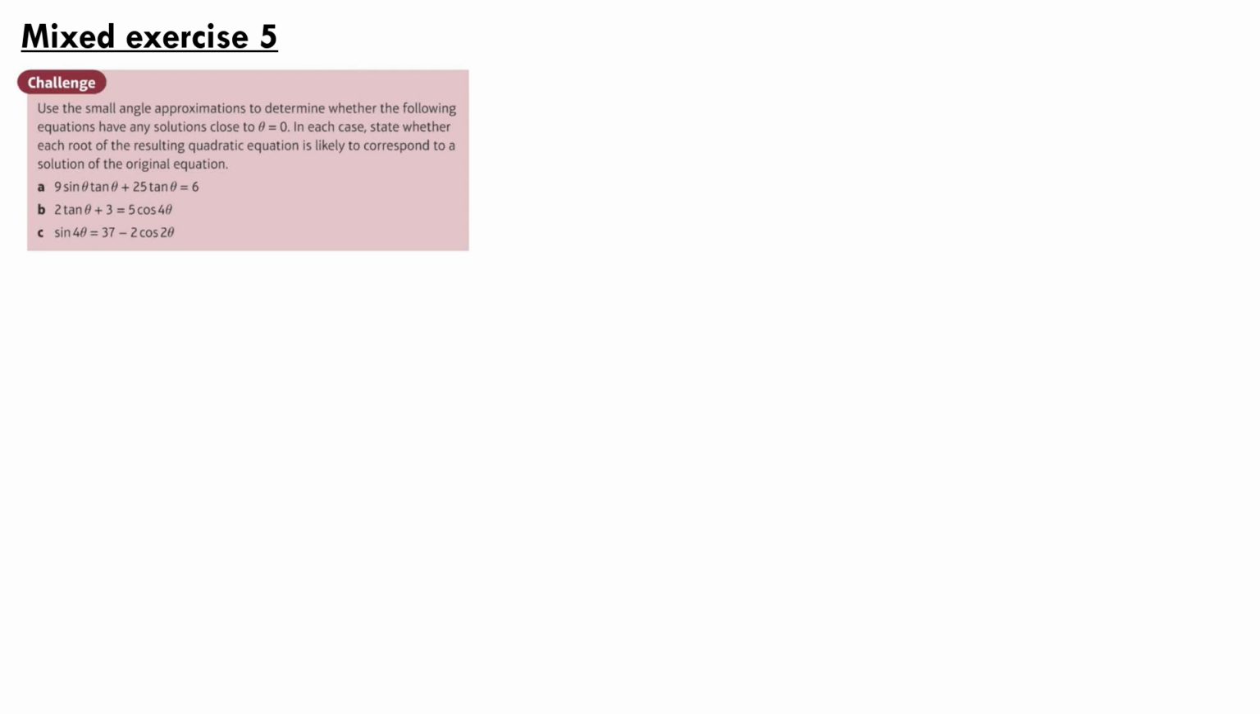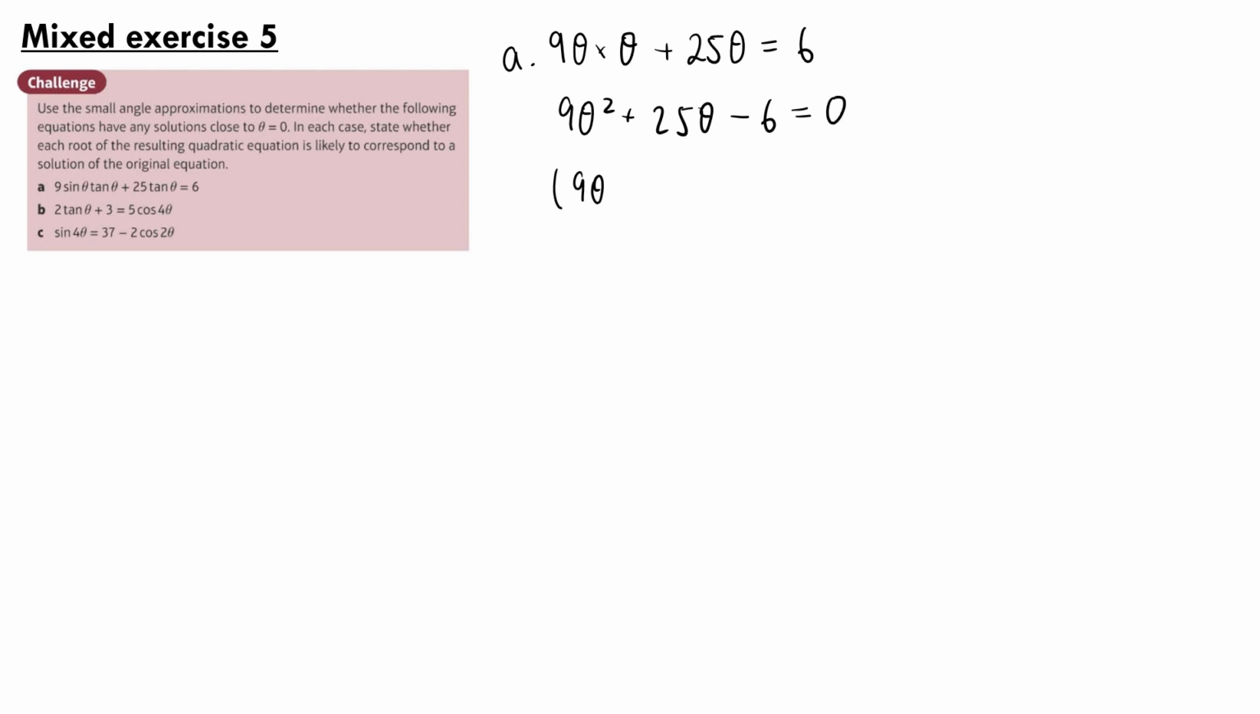Okay, so for part A, we have 9 sine theta, and sine theta is approximately equal to theta, times tan theta, which is again approximately equal to theta, plus 25 tan theta, so 25 theta is equal to 6. And this is the equation we can use to approximate the original trigonometric one. So here we have 9 theta squared plus 25 theta minus 6 being equal to 0. And here you can factorize into the two brackets 9 theta minus 2 and theta plus 3 being equal to 0. So we have theta being equal to 2/9 or theta being equal to minus 3.